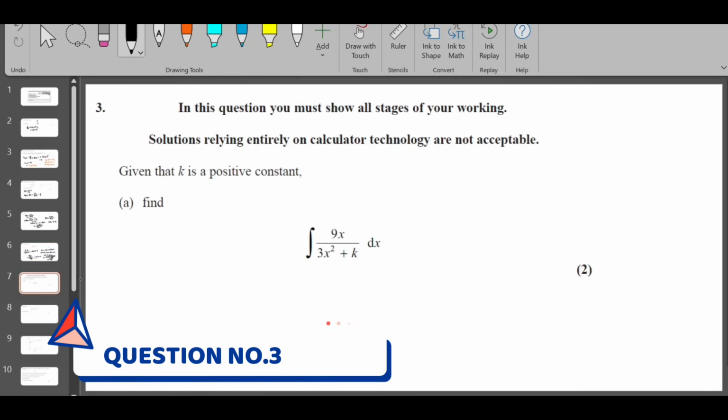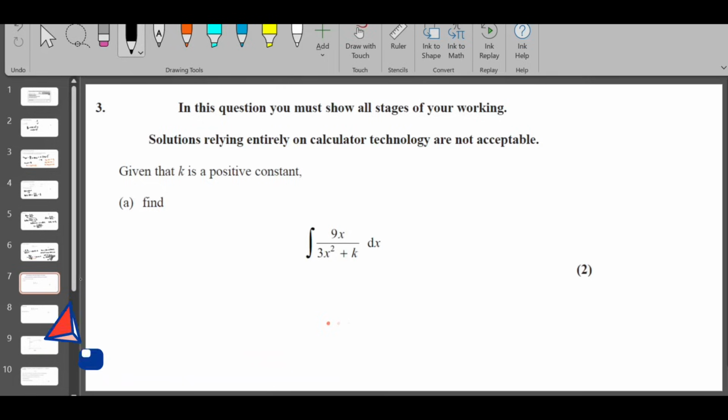Question number 3, part A. Given that k is a positive constant, there is a k here, find this integral. Okay, when you have a fraction, check whether the derivative of this is 6x. Do you have 6x on top? Yes, we have x. Instead of 6, we have number 9. We can adjust the constant.